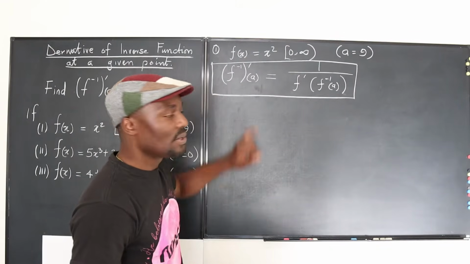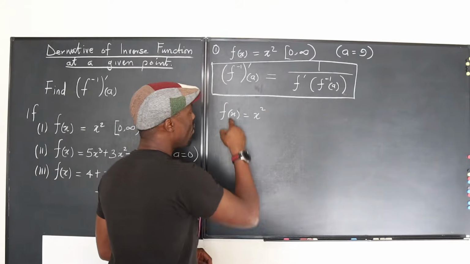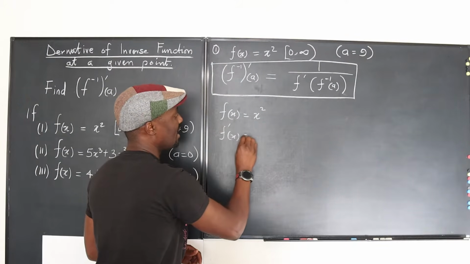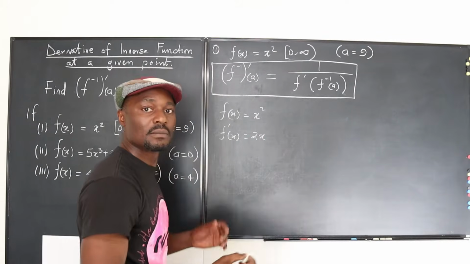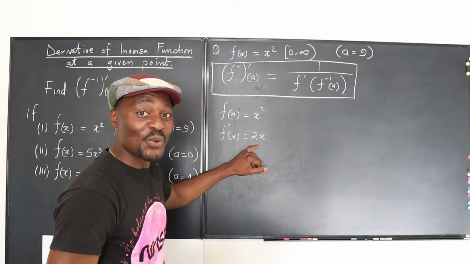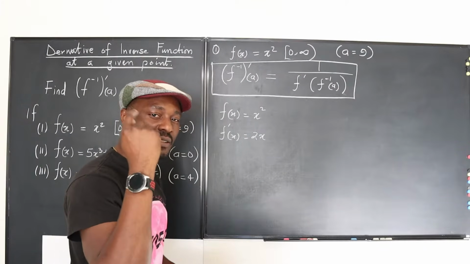Look at the function you're given. F of x equals x squared. What is the derivative? What is f prime? Tell me, what is f prime? F prime of x is 2x. That's all you need. This is all you need. Okay? Once you know this, the next thing is to start thinking.